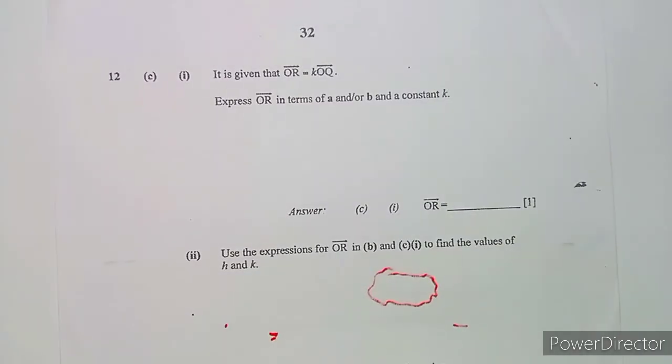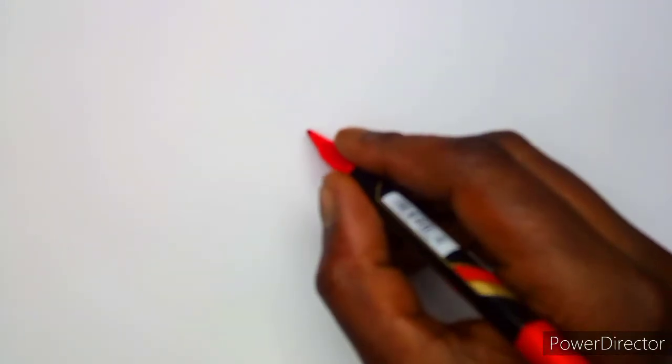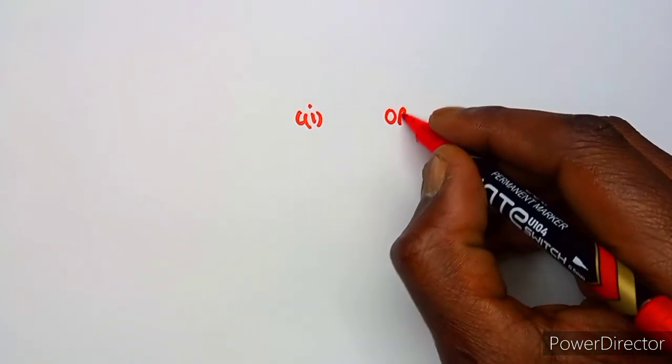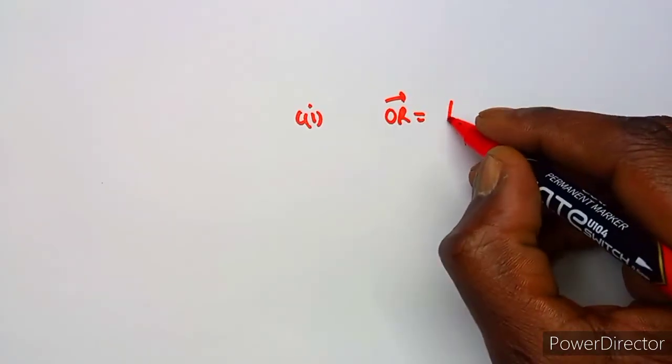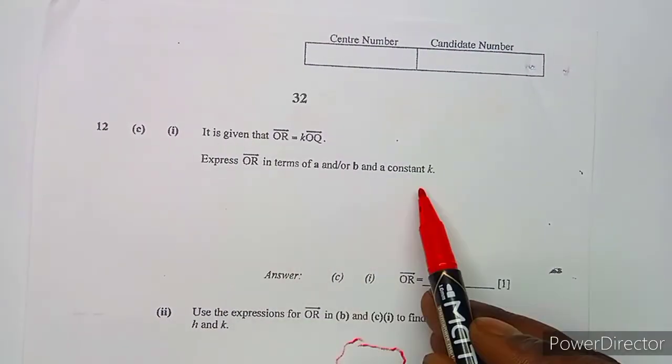So let's see the other part so that we can now solve these equations. We are now given in 12C item 1. It is given also that OR is equal to K times OQ. So this is another part that you are given about the same OR, this time equivalent to K times OQ. All right. So this is what you're given, and you are asked to find OR in terms of K.